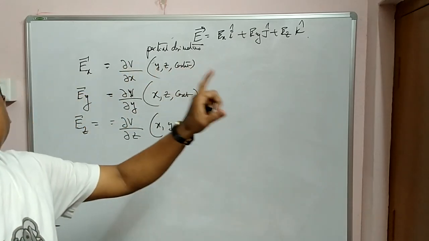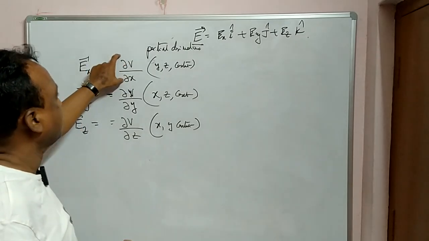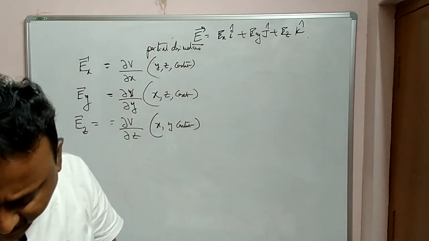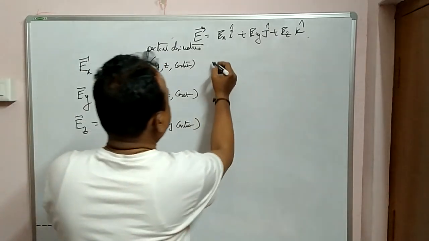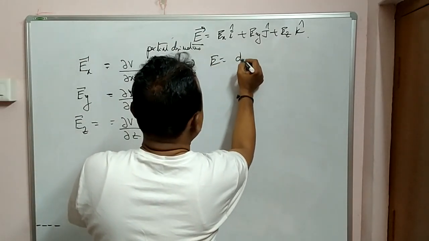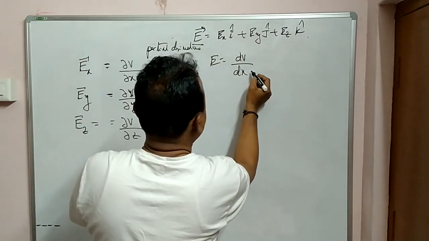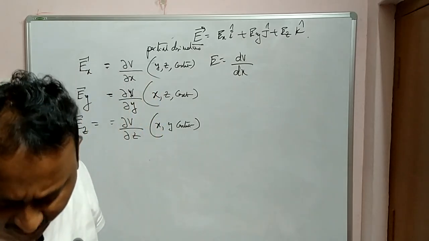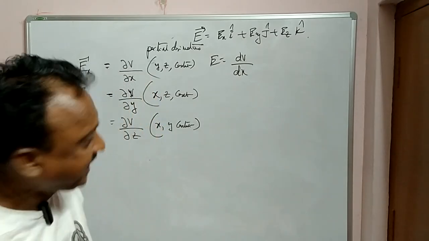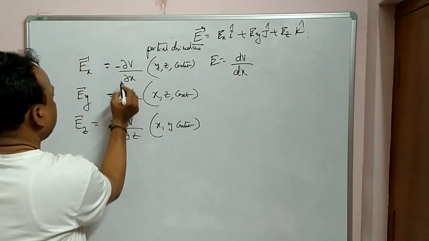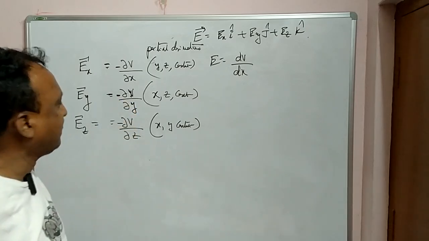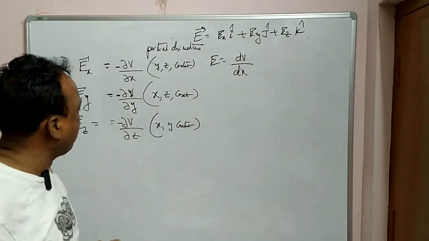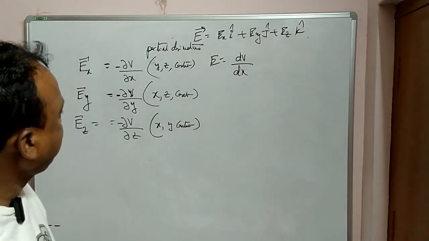This is another method, the mathematical method, partial derivative. Whatever that V value is given, E is nothing but minus dV by dx, or dou V by dou x. The minus sign will be there, of course, don't forget the minus, please. Minus dou V by dou x, minus dou V by dou y, minus dou V by dou z, in the x, y and z directions.